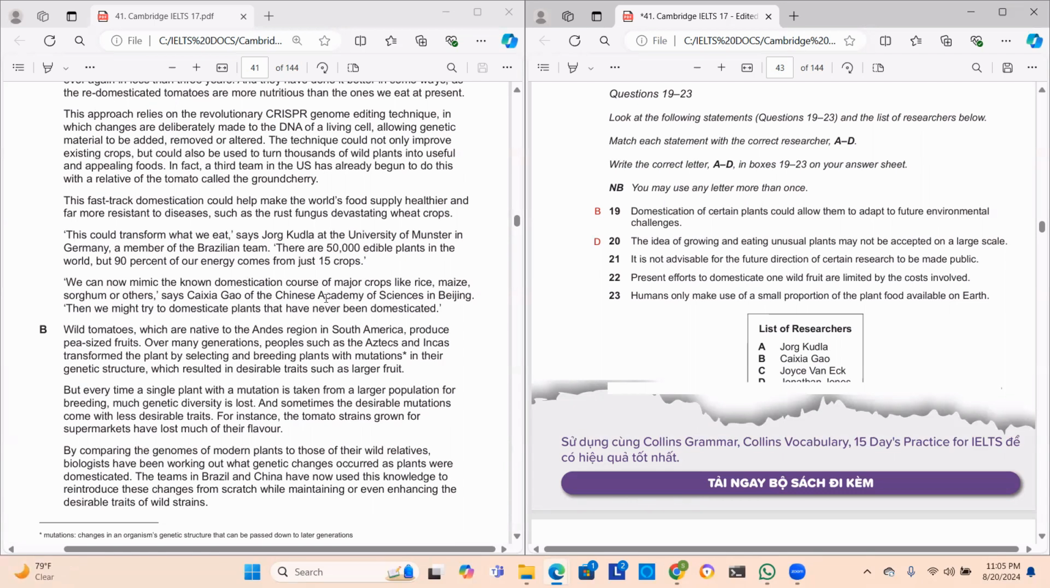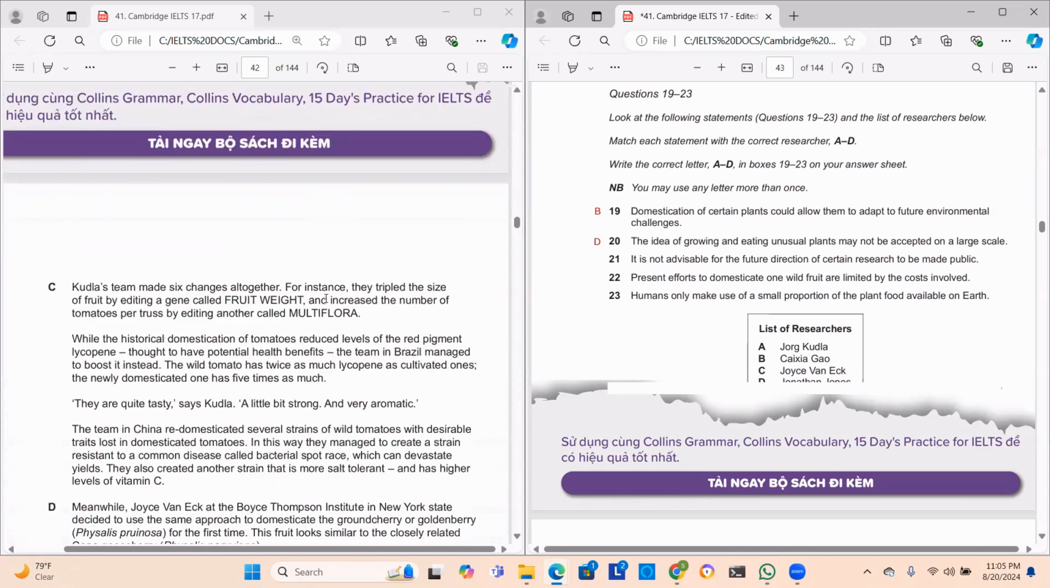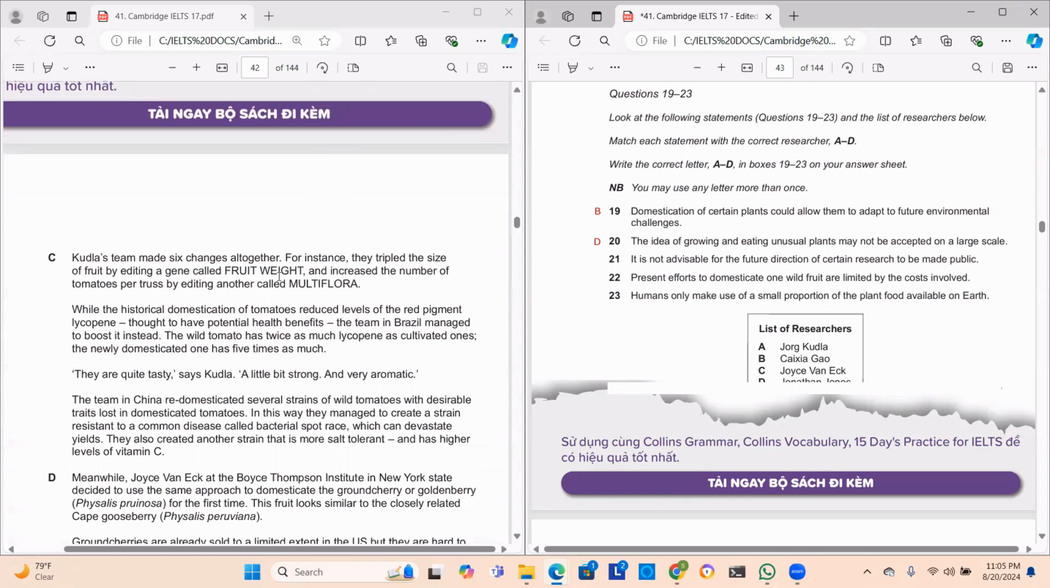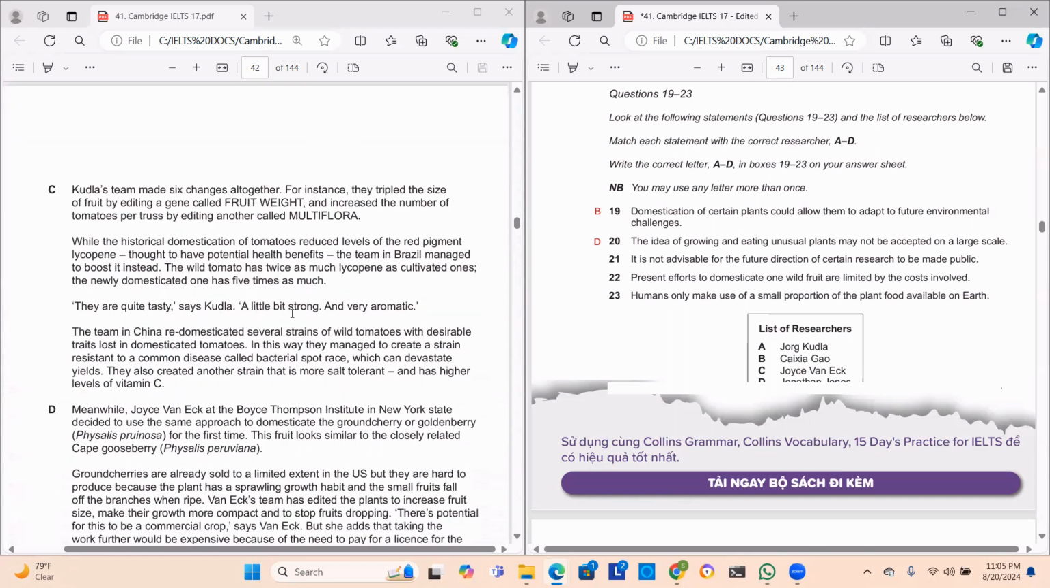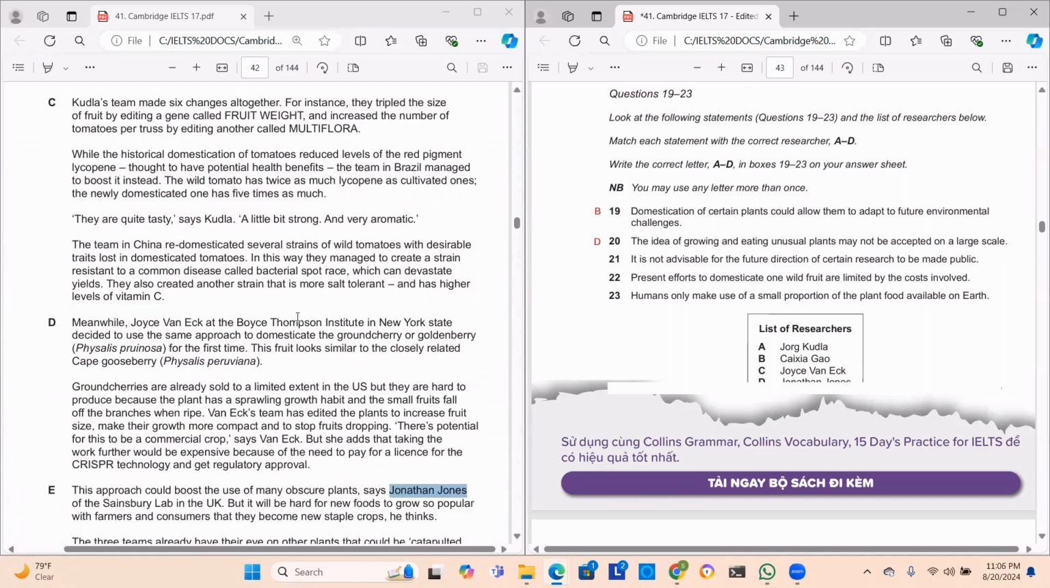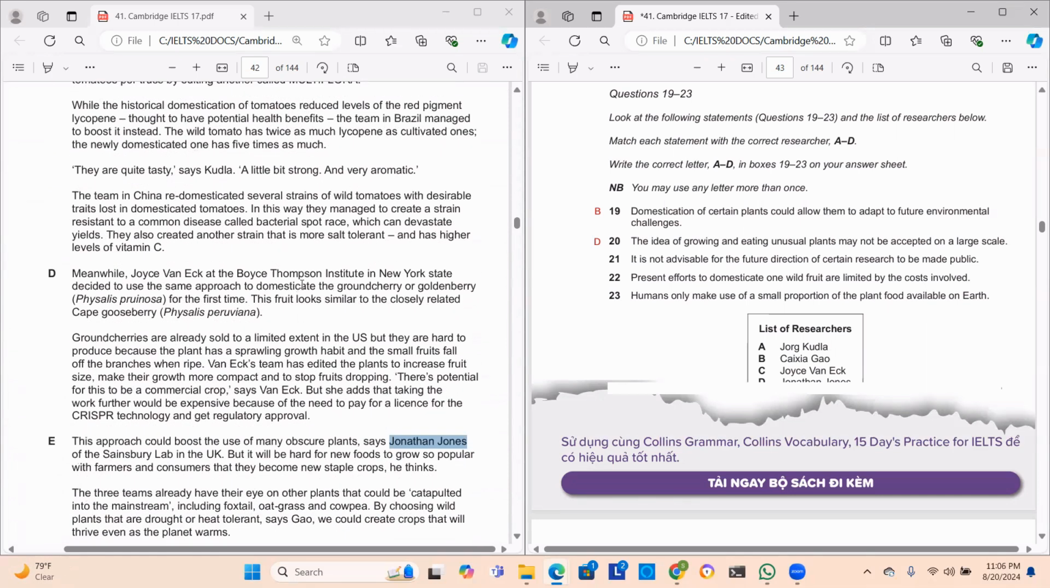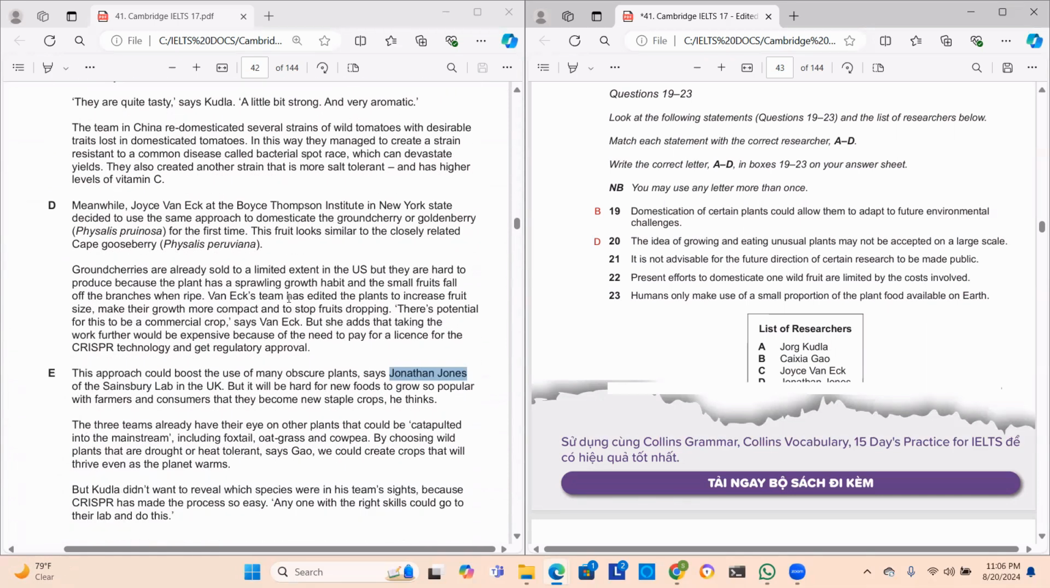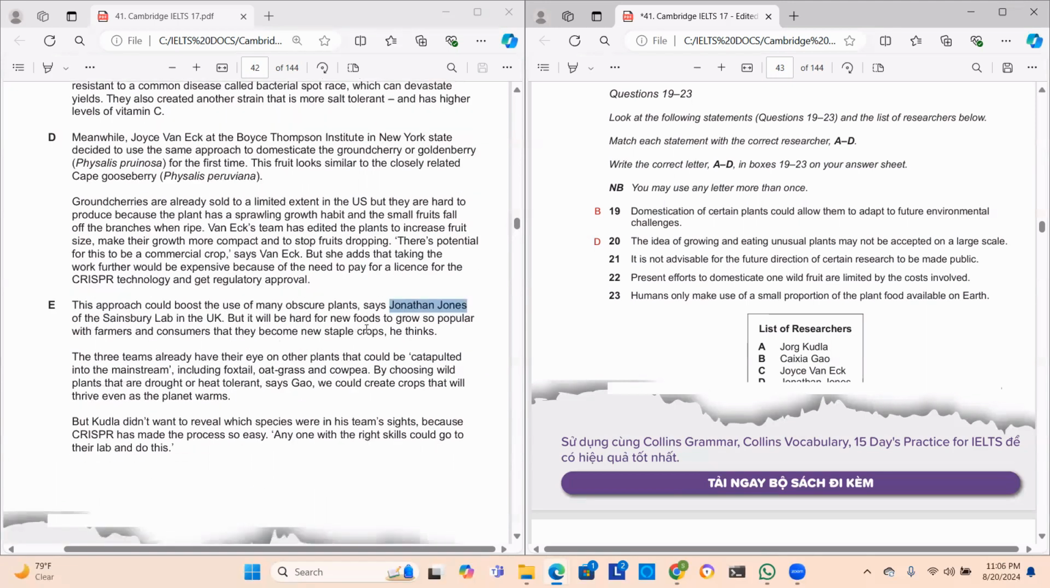So we have not read anything about what they said. Kudla's team made 6 changes. Okay. They're quite tasty. It will be strong. Okay. Very aromatic, Kudla said. But that is not the question, right? It cannot be made public, he says. So what one Joyce said. So you have to read everything, whatever the authors, whatever the researchers came in the paragraph. What did they say? That is mentioned in the inverted commas, right? So it should be easy for you to read that. You should go there directly and read everything.